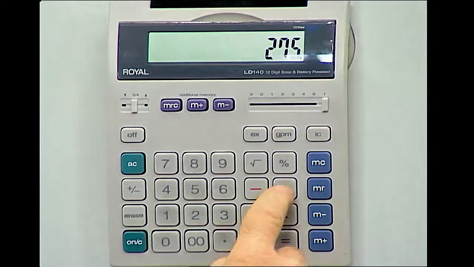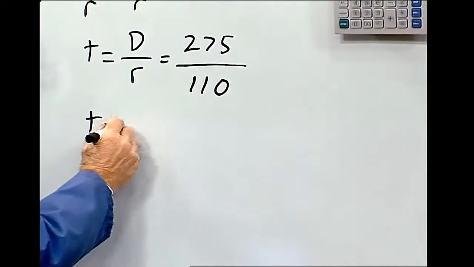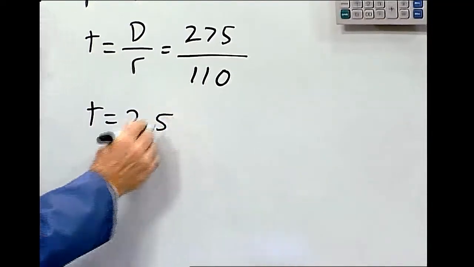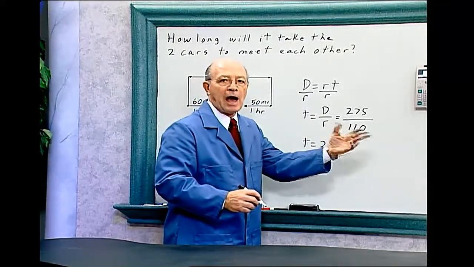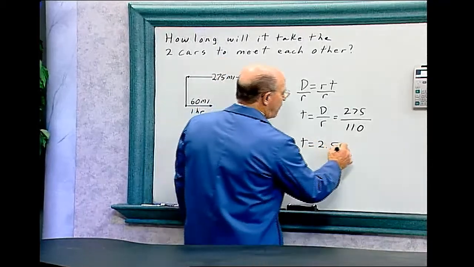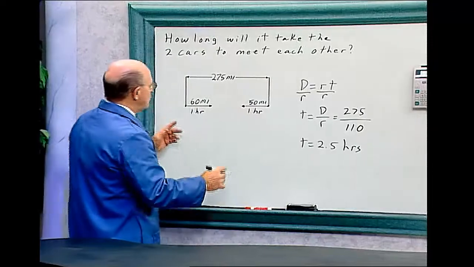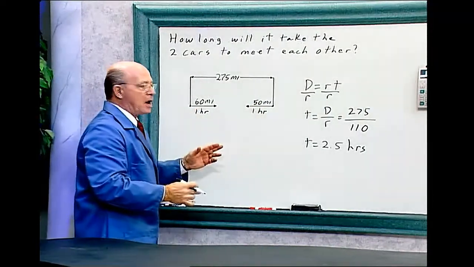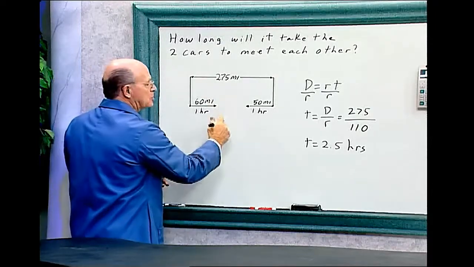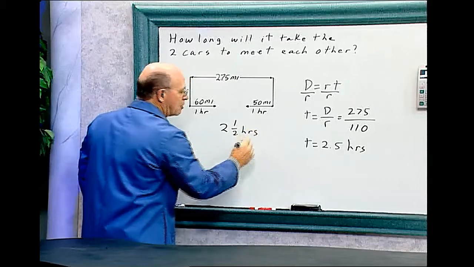275 divided by 110 equals, so time equals 2.5. Since this is 110 miles per hour, so it's 2.5 hours. So these two cars traveling, one at 60 and one at 50 miles per hour, the total time it will take them is 2.5 hours.